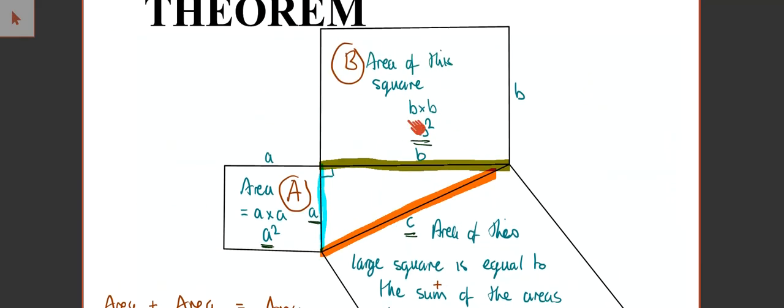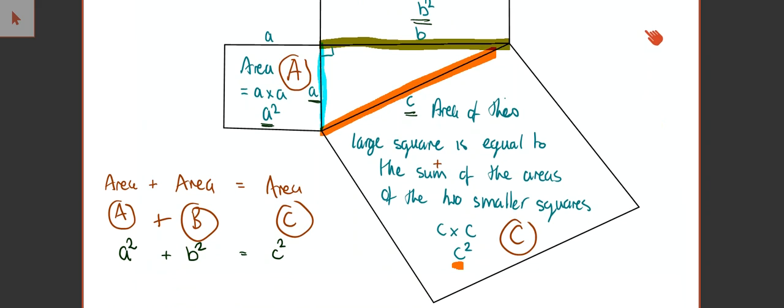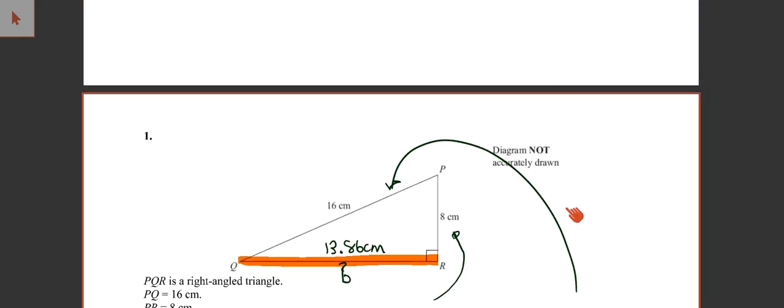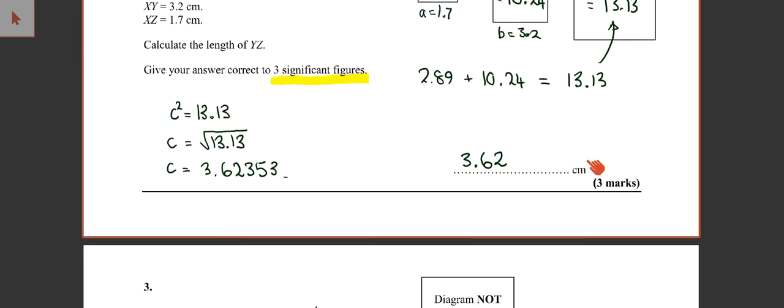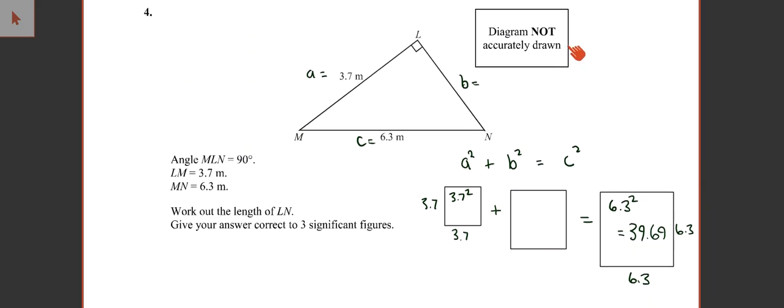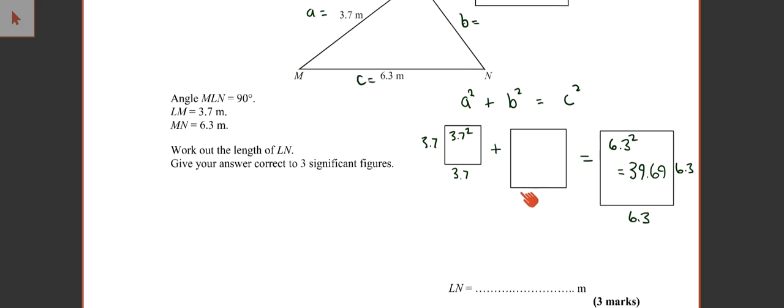So I drew two small squares, and then I said if you drew a bigger square, those two added together would give you the same area. So that's Pythagoras' theorem, and we are now applying it. And we did it to some basic ones. So we're finishing this one off. The area of one of the small squares is 3.7 squared. The area of the other small square is the unknown one. The area of the large one is what we know.